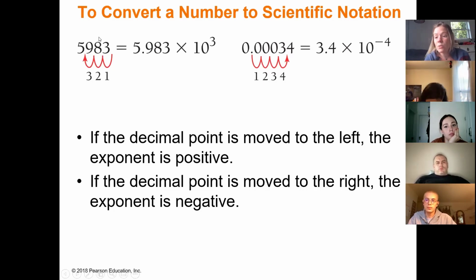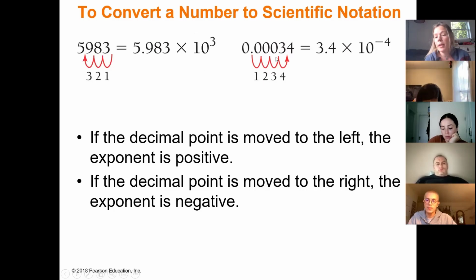This number is in the thousands place. So we add the exponent times 10 to the, and it's just going to be the number of hops that you took from your original place of the decimal point to the final place. So we had to hop over 1, 2, 3 hops. All right, 10 to the third. If you're representing a big number, keep that exponent positive.